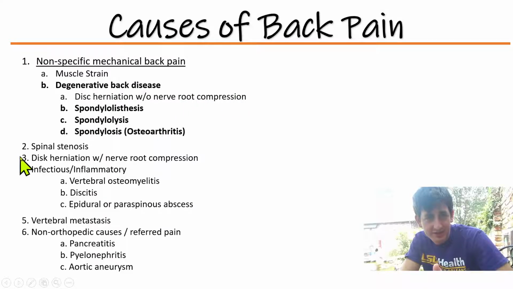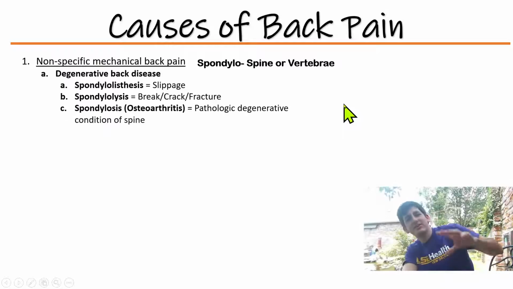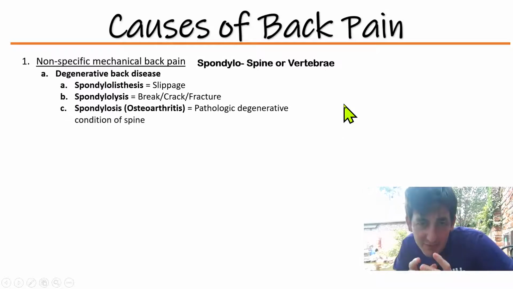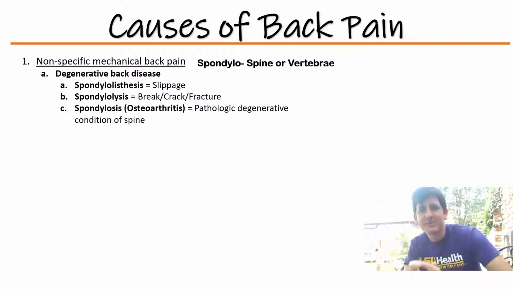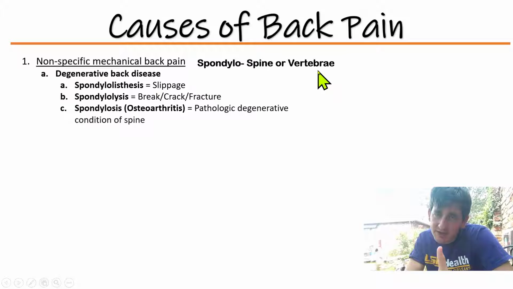Next video, we're going to go into one of these things. I forget which one it was. But anyway, let's break down the word. Prefix spondylo. What's this mean, y'all? Spine or vertebrae. And then listhesis, that refers to slippage. So slippage of the vertebrae or spine.